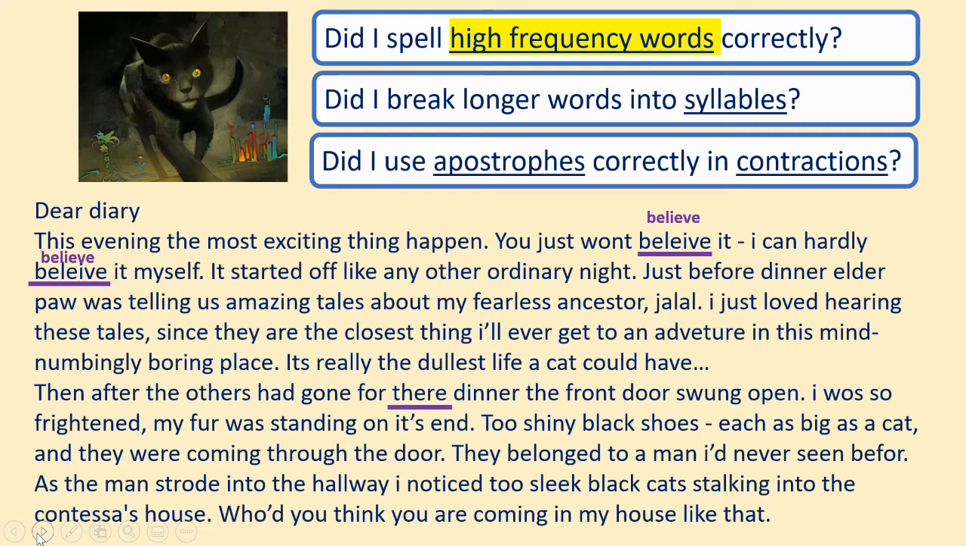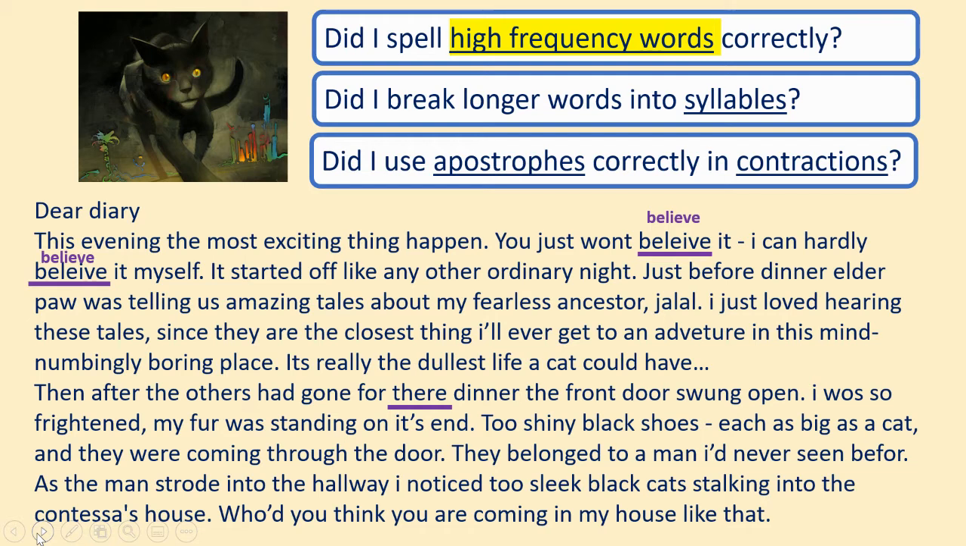Oh, look. Then the others had gone for their dinner. Their dinner. It belongs to them. That there is, it's over there. Here, there, where, it's there. But I want it as their dinner. It belongs to them. It shows possession.